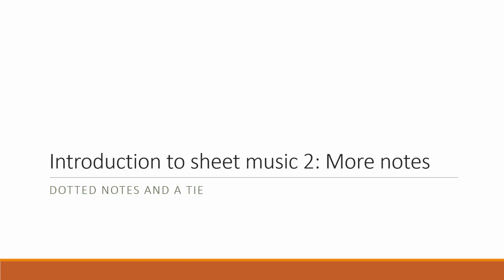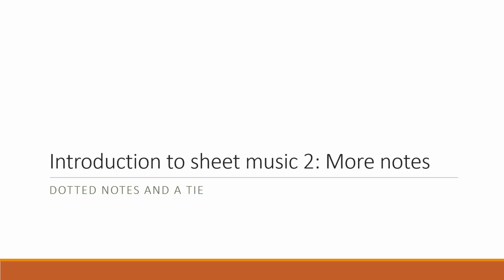In Introduction to Sheet Music 1, the beginning, we have learned different note shapes. We have learned about the whole note, half note, quarter note, and also the eighth note. And if we are in 4/4, then a whole note is 4 beats, half note is 2 beats, quarter note is 1 beat, and the eighth note is half a beat.